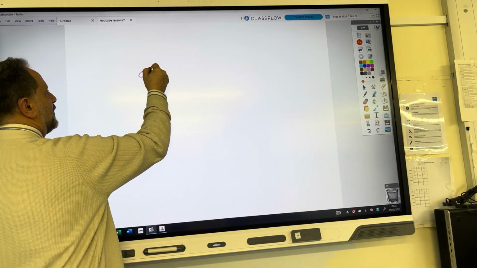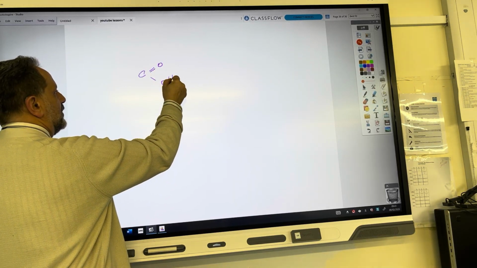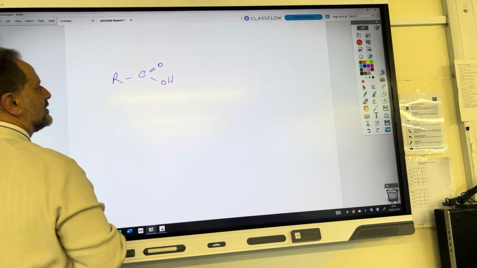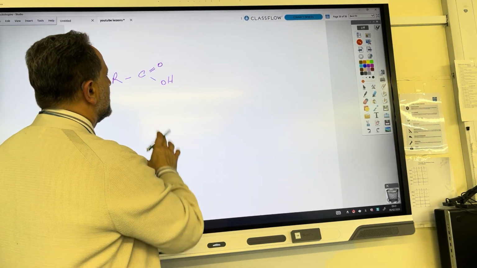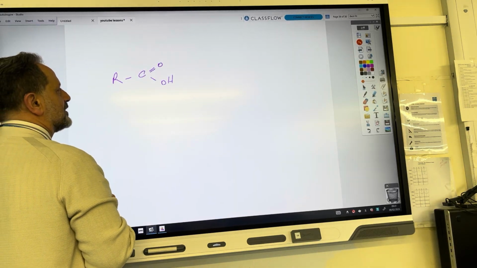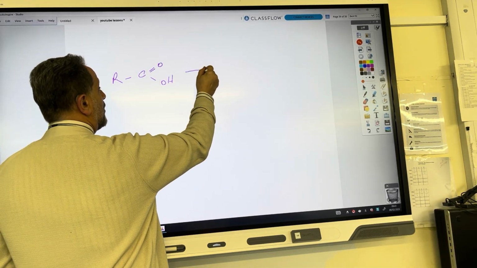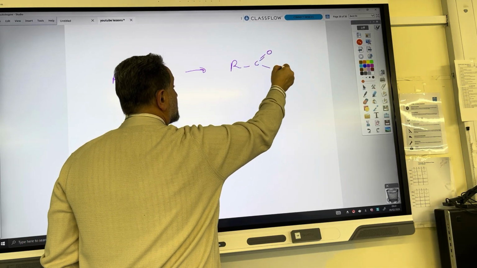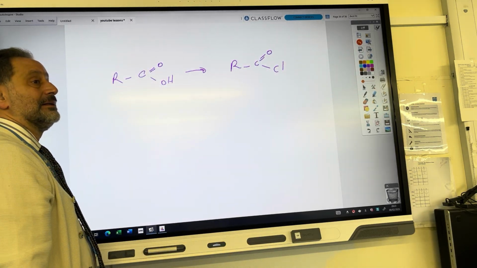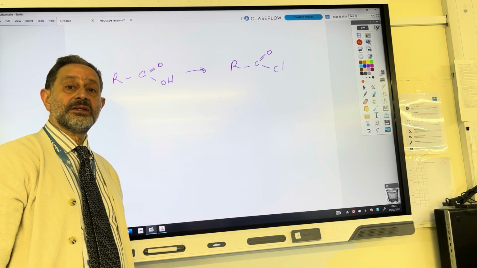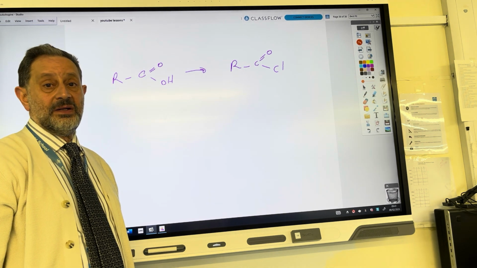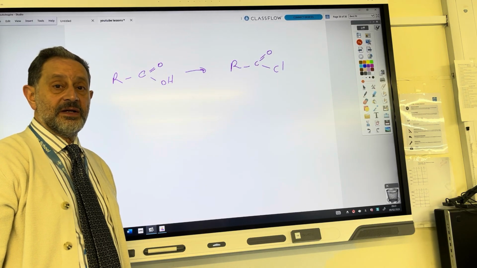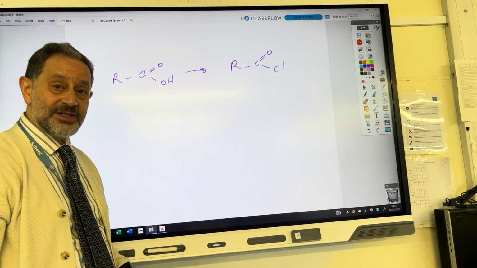So instead of carboxylic acid, where R means you can put anything on the other side, because we're just concentrating on the carboxylic acid group, if we could somehow convert that into RCOCl, these are referred to as acyl chlorides. They tend to be more reactive than their cousins, the carboxylic acids.